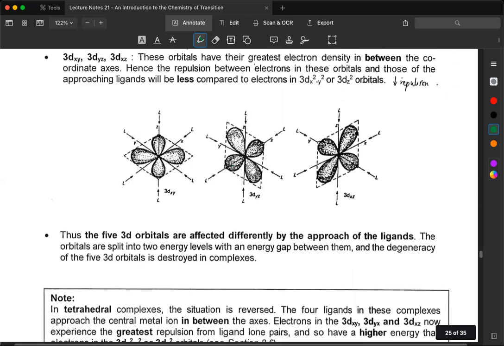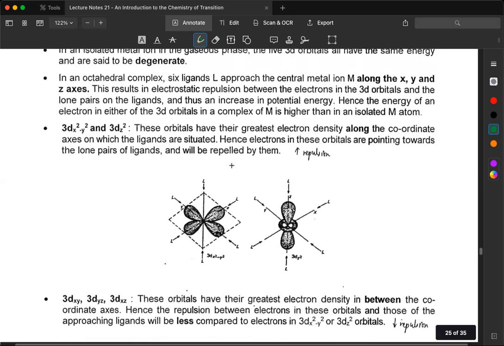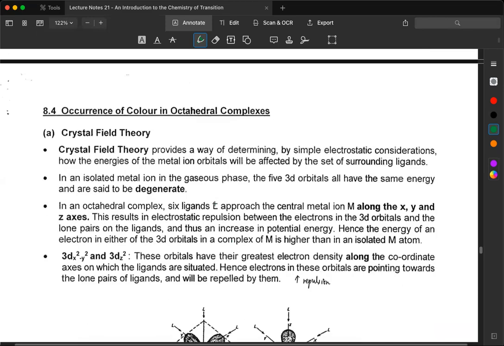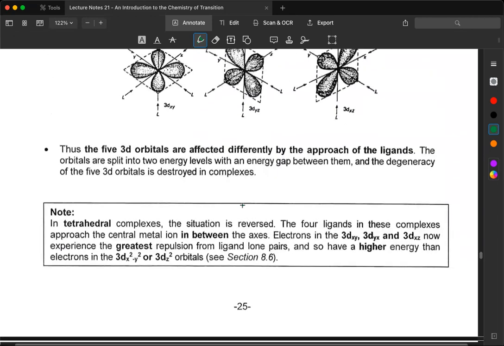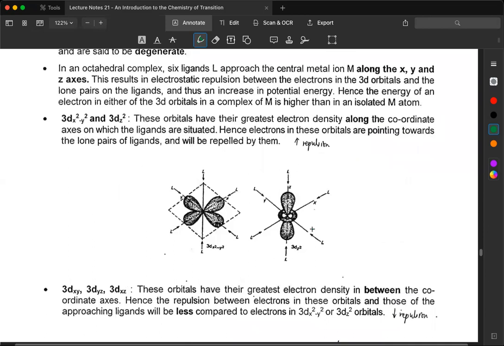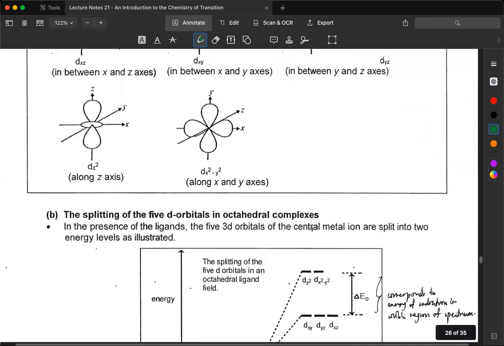So you have a higher energy level for these 2 and lower for these 3. But in tetrahedral complexes, the situation is reversed. The 4 ligands in these complexes approach the central metal ion between the axes. So the electrons in 3dxy, 3dyz, 3dxz now experience the greatest repulsion from the ligand lone pair. So they actually have a higher energy than the electrons in the 3dx² - y² and 3dz² orbitals. We look at the energy level later.